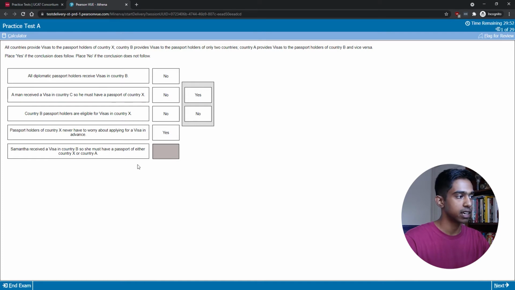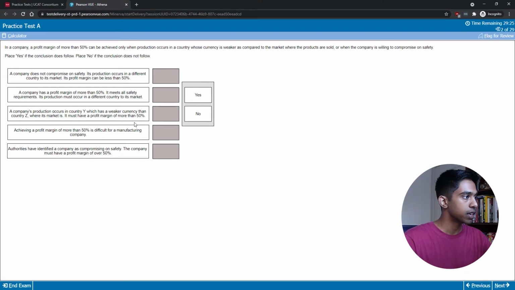Samantha received a visa in country B, so she must have a passport of either country X or country A. With this one, it tells us that country A provides visas to the passport holders of country B and vice versa. So country B provides visas to only 2 countries, and all countries provide visas to country X. So this must be true, yes. Okay.